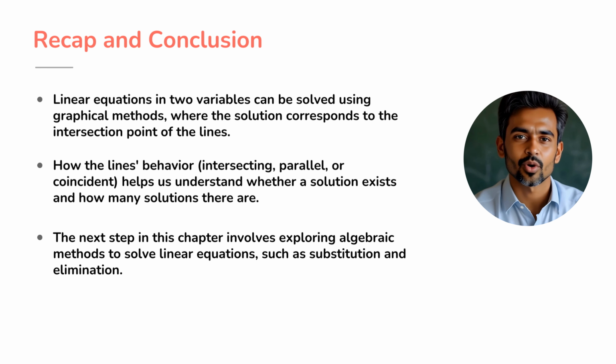Let's quickly recap what we've learned today. A linear equation in two variables has two unknowns, and the solution to such an equation can be represented graphically by plotting lines. We explored how the lines can either intersect at a single point, unique solution, not intersect at all, no solution, or overlap completely, infinite solutions. Through an example, we saw how to graphically find the solution of a pair of linear equations. I hope you now have a clear understanding of how linear equations work and how we can visualize solutions graphically.